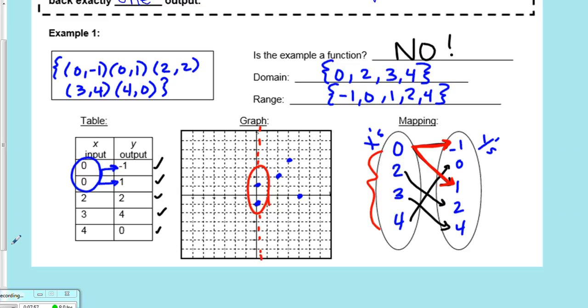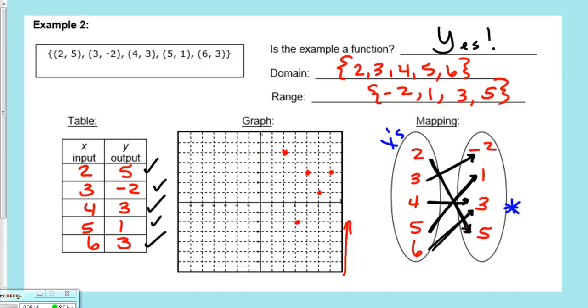Where do I see it in my mapping? I already have that in red right here. He's making two phone calls. Okay. So I can tell that it's bad in all three places. My table shows it by listing them twice. My graph shows it by putting them on the same vertical line. My mapping shows it by having two arrows coming out of the same point. Alrighty? So now let's look at the example that is a function.